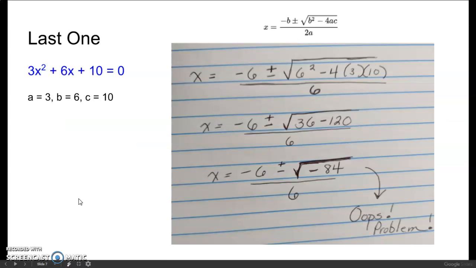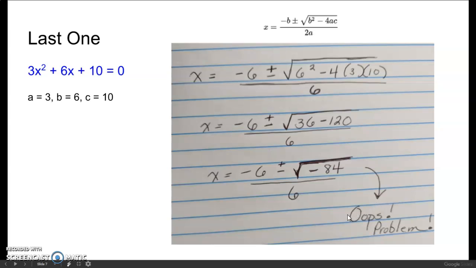All right, last one. Okay, this one comes up with something even more fascinating. So watch what happens when we put this in here. So I have that A is equal to 3, B is equal to 6, C is equal to 10. When I plug everything in here, so this is negative B plus or minus the square root of B squared minus 4AC all over 2 times A. So when I simplified this, this is 36, and then this is negative 120, so minus 120 over 6. Then I end up with x equals negative 6 plus or minus the square root of negative 84 over 6.